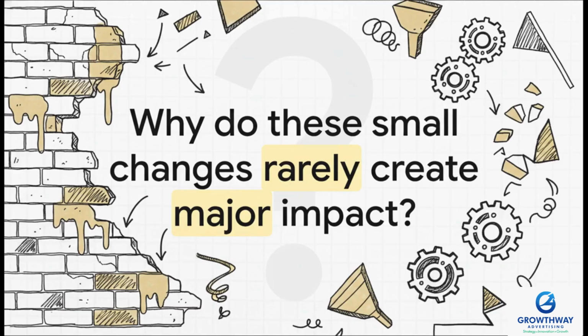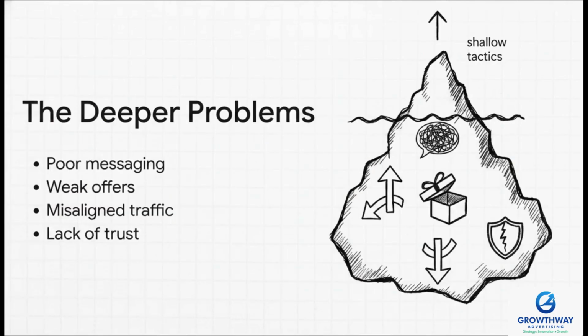The answer is simple. Because these tactics are just cosmetic. They're basically like slapping a new coat of paint on a wall that has deep, structural cracks in its foundation. It might look a little better for a second, but it doesn't fix the real problem. And here it is. This is the big aha moment. The problem is almost always way deeper. Think about it. A new button color can't fix an offer that nobody actually wants. A super clever headline is totally useless if you're sending the wrong people to the page in the first place. And no amount of rearranging your layout is going to fix a fundamental lack of trust. See? Real CRO is about fixing these problems, the big foundational ones.